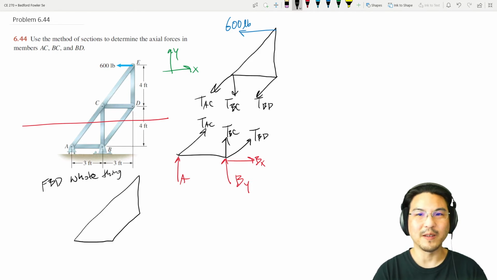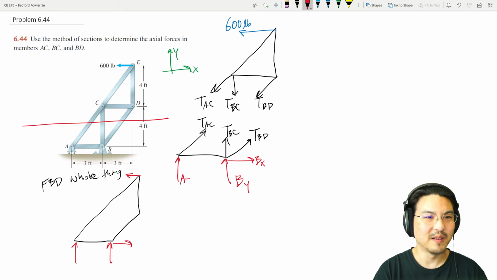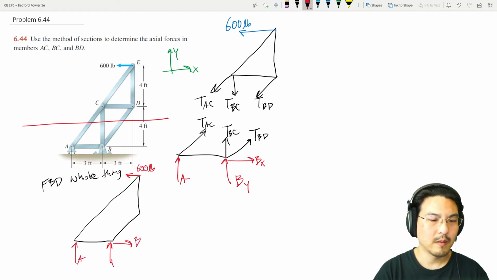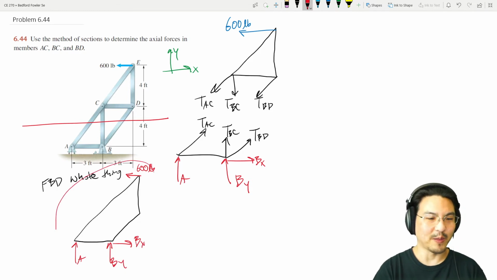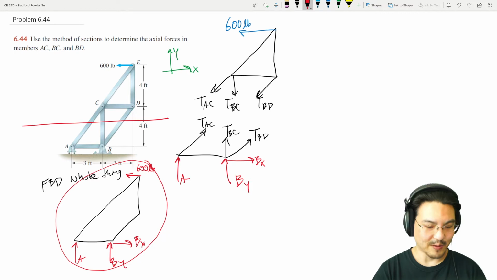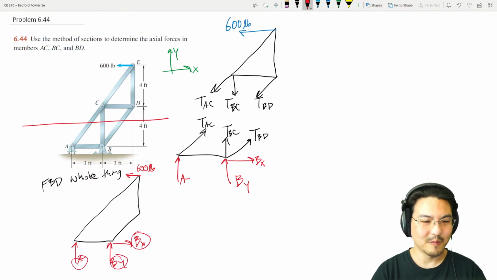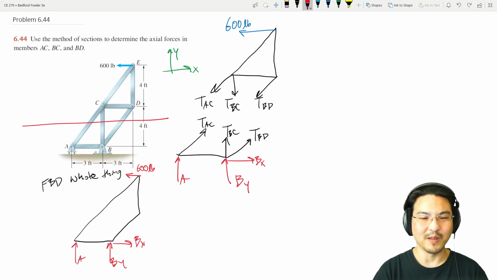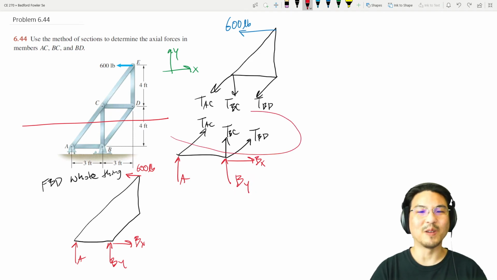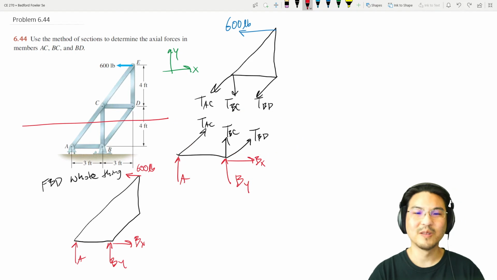For the entire structure, there's a roller at A, a pin at B, and a load up here, 600 pounds. For the entire structure, you can write 3 equations and solve for these 3 unknowns, the reactions, which then you would know. So for this free body diagram, you'd have 3 more unknowns. There's nothing wrong with that.